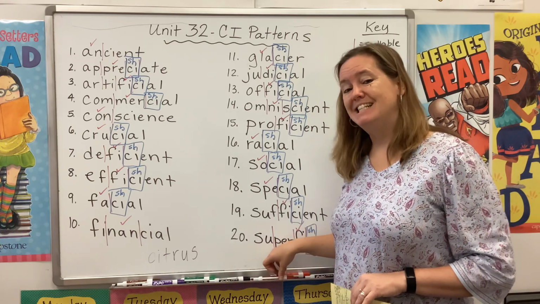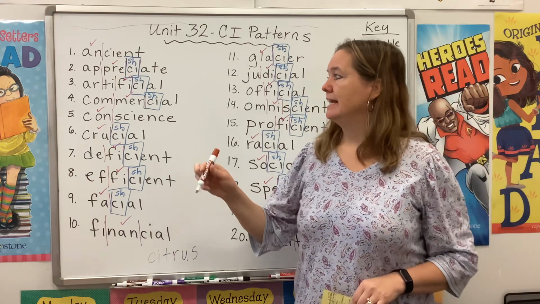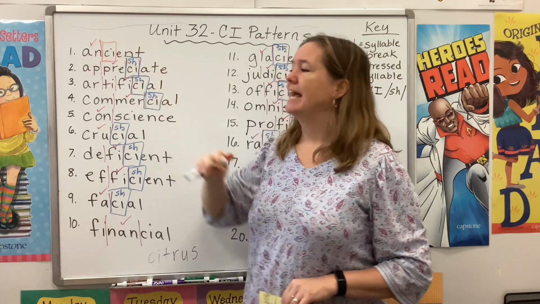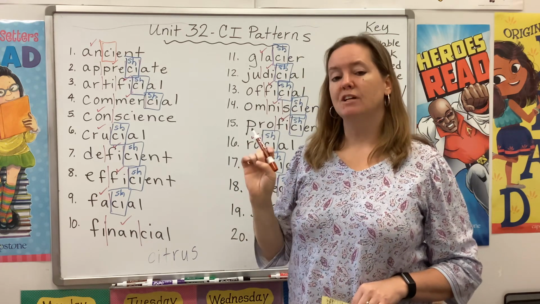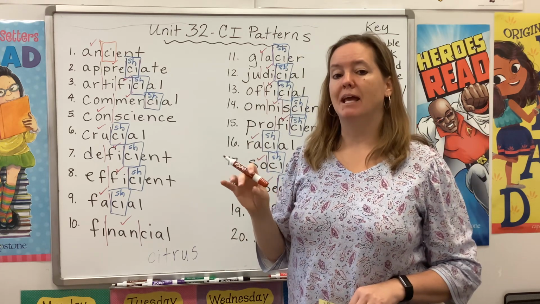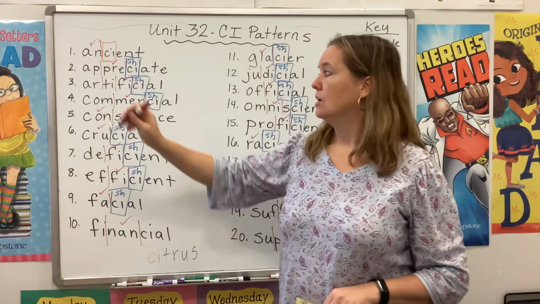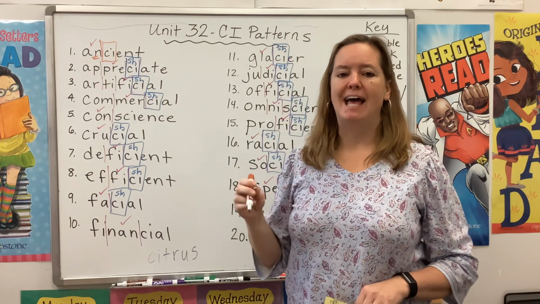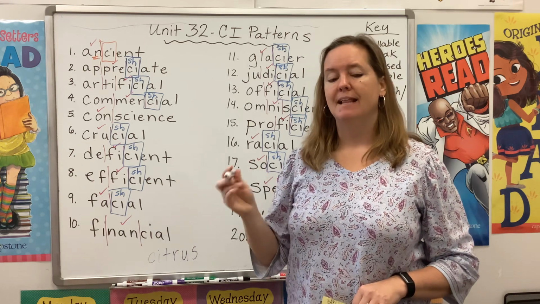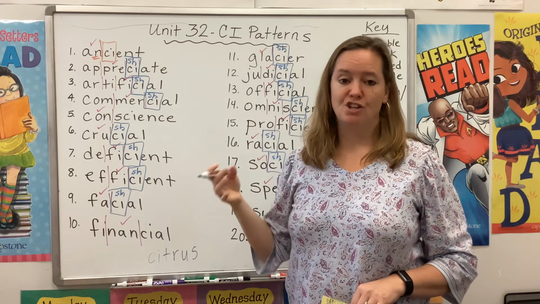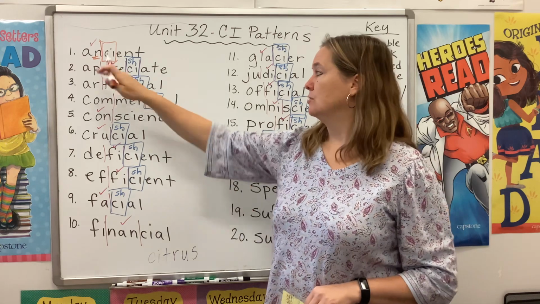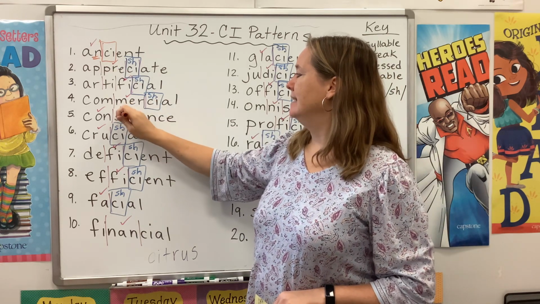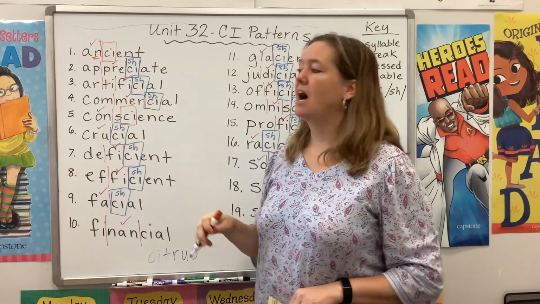Now, something different happens in ancient. Instead of making a sh sound, the CI is making a ch sound. Look at the letter that comes before it. There's something about that N, ancient, that makes it easier to make a ch instead of a sh, I guess. So we see that in ancient. We see it again in conscience.